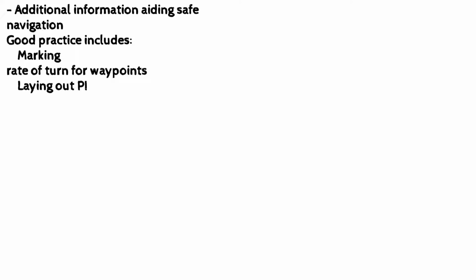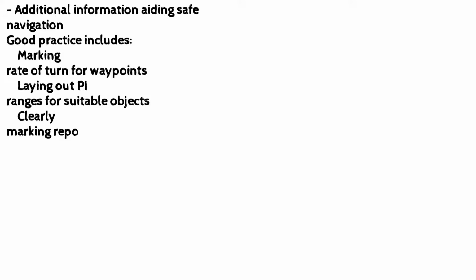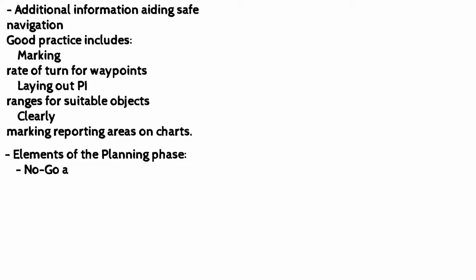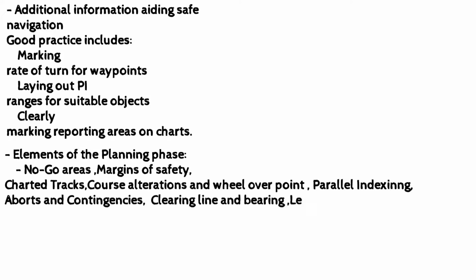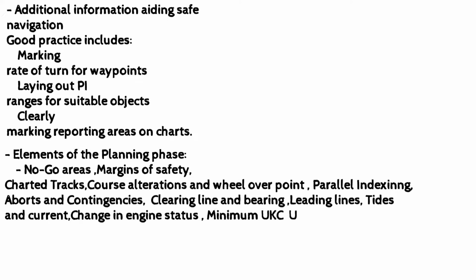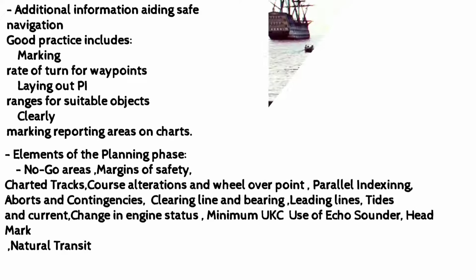Good practice includes marking rate of turn for waypoints, laying out parallel indexing ranges for suitable objects, and clearly marking reporting areas on charts. Elements of the planning phase include no-go areas, margins of safety, charted tracks, course alteration and wheel-over point, parallel indexing, abort and contingencies, clearing lines and bearings, leading lines, tides and currents, and also the change in the engine status, minimum UKC, use of echo sounder, head mark and natural transits.